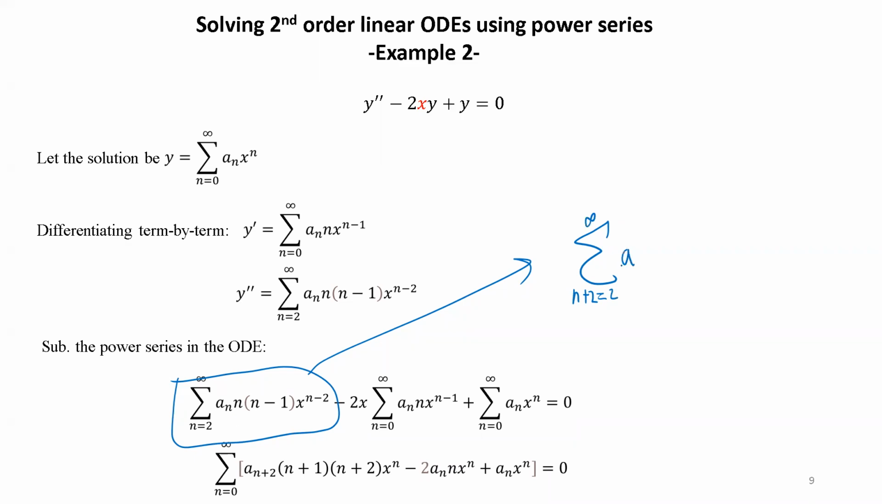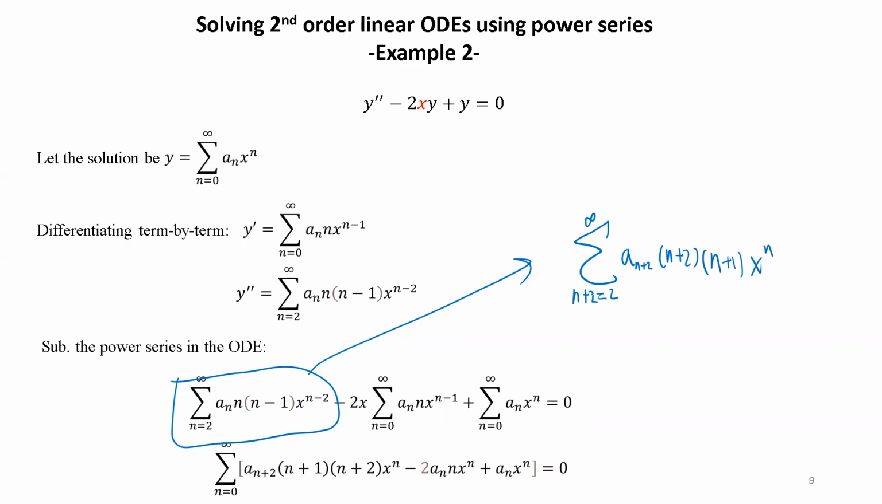So a of n, I see an n here, so then this becomes n plus 2. I see an n here, it becomes n plus 2. I see an n minus 1 here, it becomes n plus 2 minus 1, which is n plus 1. Right. So then this x to the n minus 2, and this n becomes n plus 2. Right. So n plus 2 minus 2. So then it's also x to the n.